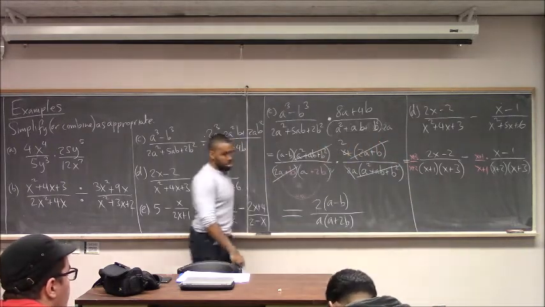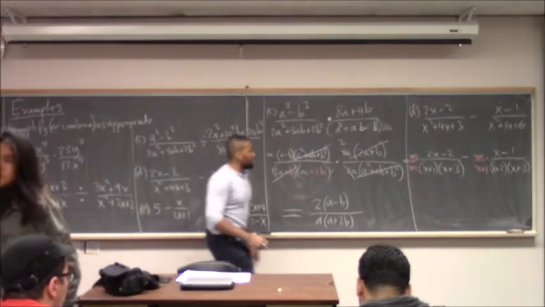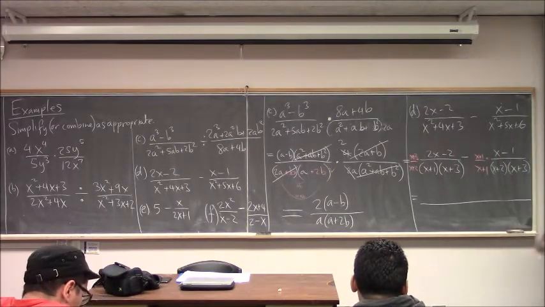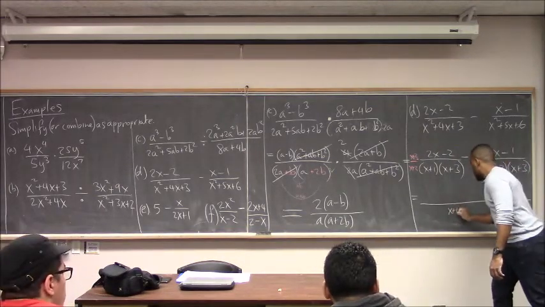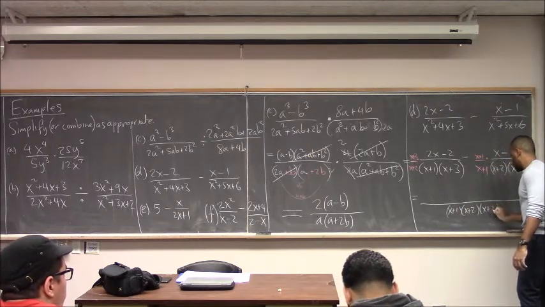So in factoring the denominators, I can see what factors are missing from each. So now I get to create a common denominator. So this is going to be equal to, this will be all over x plus 1 times x plus 2 times x plus 3.